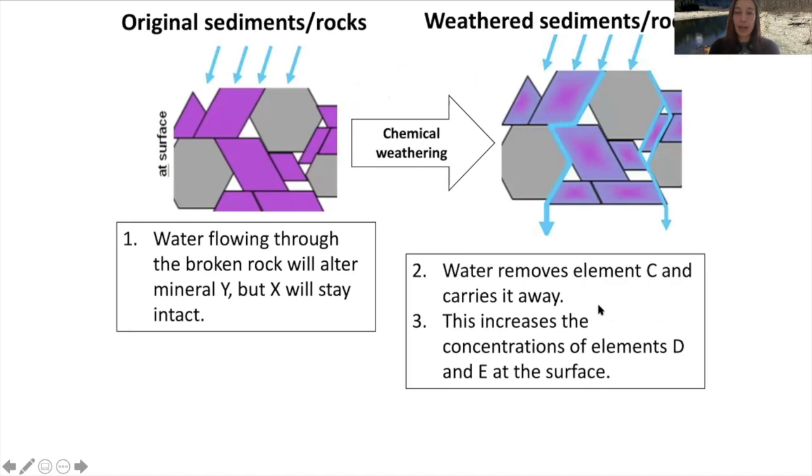It might become hydrated. It might have ion replacement from the water removing an ion and replacing it with hydrogen, for example. And either way, that unstable mineral is susceptible now to be removed, and the particular element that is being removed is going to be carried off with the water that's flowing through the rock.